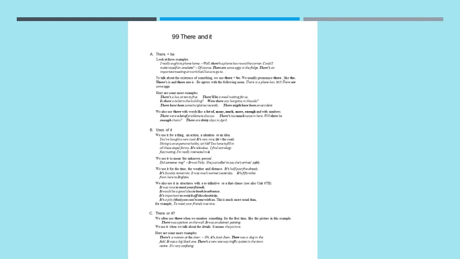So in Unit 99, we are going to discuss there and it. If you have attended the introductory lecture to the pronouns, then the concept of there and it might be clear to you. There plus be. Let me repeat myself: be here means the very basic form of the helping verb. When we are referring to the helping verbs, we refer to their very basic form, which is be.